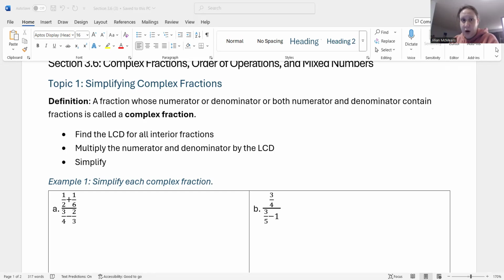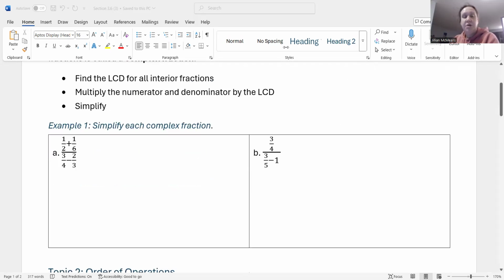This is not a big part of what you need to know, but it is something that I wanted to just kind of quickly show you. So example one says simplify each complex fraction. So when I'm talking about interior fractions, I can see that I have one big fraction, but the numerator is made up of the sum of two fractions. The denominator is made up of the difference of two fractions.